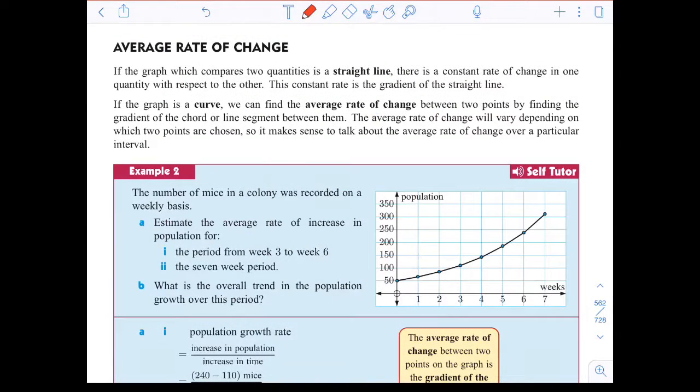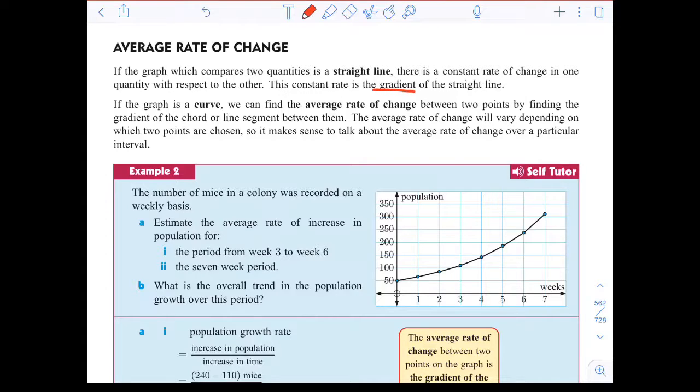Alright guys, the second part of this first section deals with average rate of change. So basically what it's saying is that in grade 9 we learned that if we had a straight line on our grid, that meant that the rate of change, or the slope, was always the same. And it says that if the graph which compares two quantities is a straight line, there's a constant rate of change in one quantity with respect to the other. This constant rate is the gradient. That's just another word for slope of the straight line.